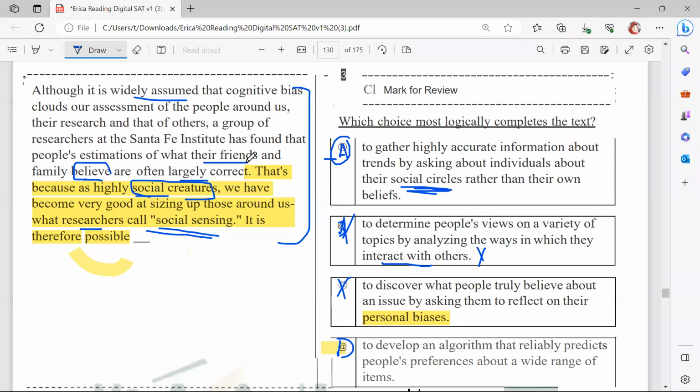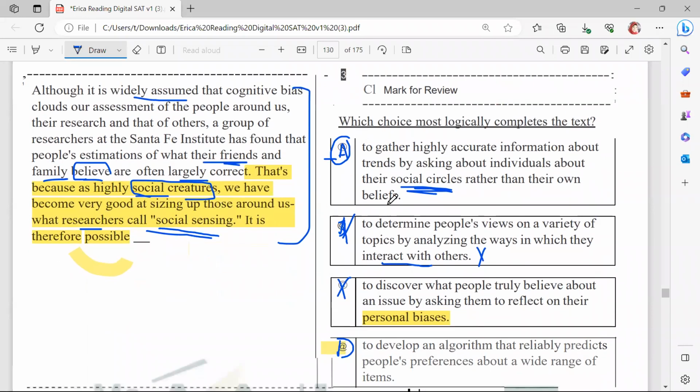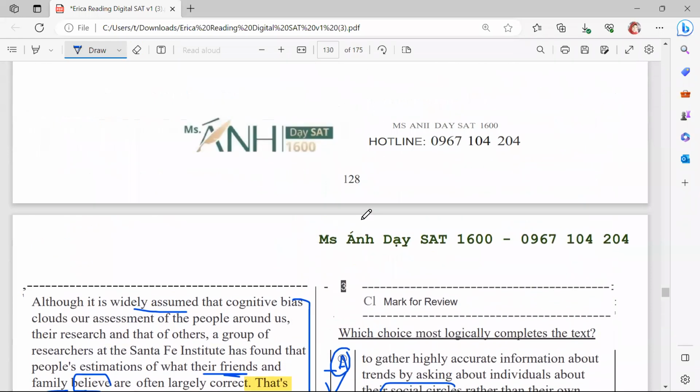because I'm talking about friends, family, so social circles, rather than their beliefs, because their beliefs turned out not to be that correct. Is it clear? Got it? So beliefs weren't correct, but the actual social circles, it will make sense now. So that's why A is a better answer than D. And that was a harder question than the previous one.